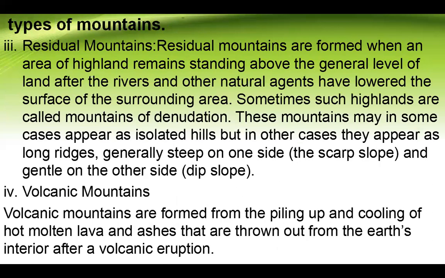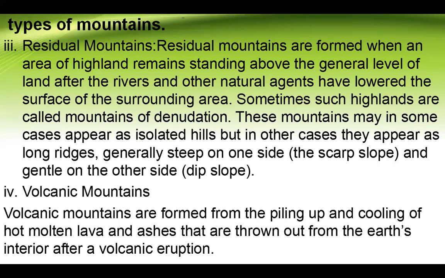Moving on, let's see the residual mountains. Residual mountains are formed when an area of highland remains standing above the general level of land after rivers and other natural agents have lowered the surface of the surrounding area. Sometimes such highlands are called mountains of degradation. They result from a process of degradation where other areas of land have been washed out, leaving one highland area.